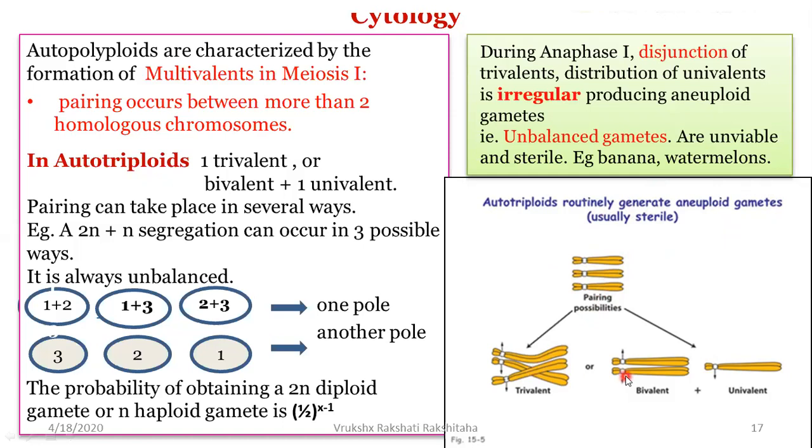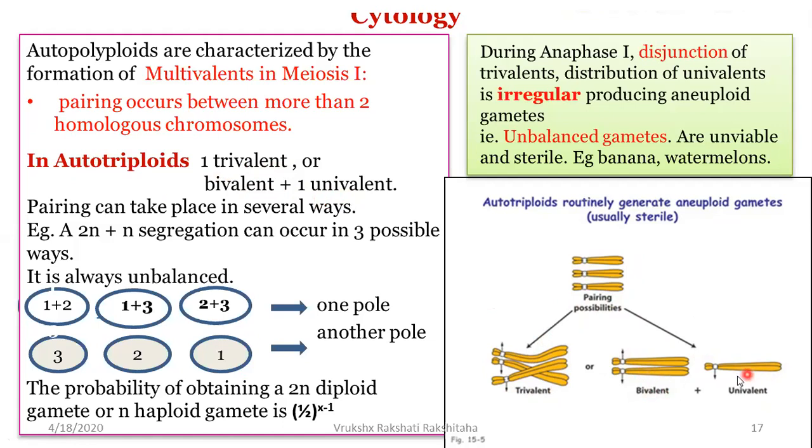There are three different pairing possibilities. So you can see all these three chromosomes may align with each other, and that is called a trivalent. Or out of these three chromosomes, only two of them may align with each other. So then a bivalent is formed. And when a bivalent is formed, a single chromosome represents the univalent. So these are the pairing possibilities in case of autotriploidy. So we found that in autotriploids, either one trivalent may be formed or one bivalent and one univalent may be formed.